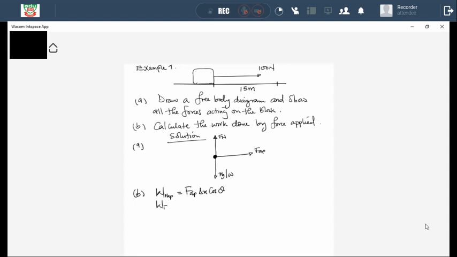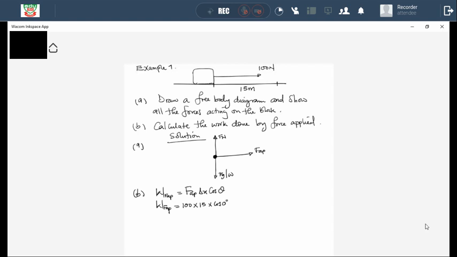So work done by force applied is equals to, what is the magnitude of the force applied? It's 100 newtons, right? Times the displacement. How far did the object move? 15 meters. Times cos. What is our theta here? Our theta is supposed to be the angle between force and direction of displacement. So where is the force going? To the right. You can see it there. It's horizontal as well. So force is going to the right, and the object is also moving to the right. So it means our theta is 0 degrees, right?